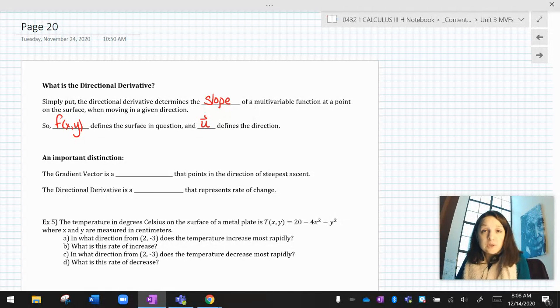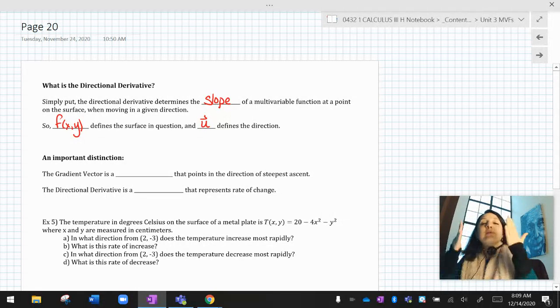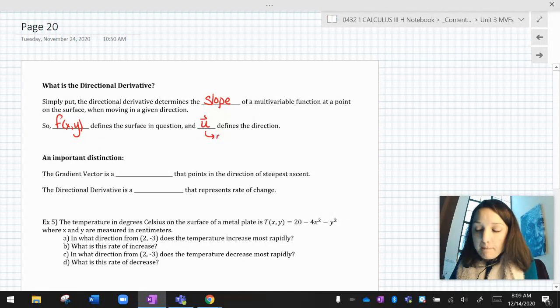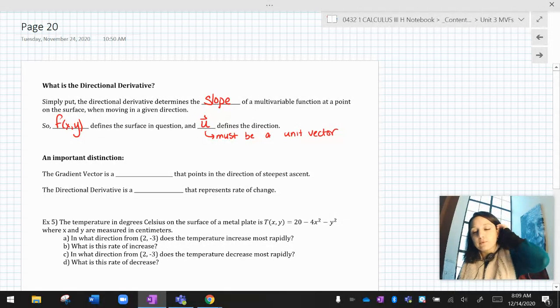That gives me the rate of change of z. But we're not always just moving in an x direction or y direction. We're not just going horizontally or vertically. We're often going diagonally. And what if I wanted the slope in terms of that diagonal movement? That's what the directional derivative gives you. The directional derivative gives you the slope of something in a diagonal direction. Okay, technically in any direction. The key, though, is when you are doing the directional derivative, you must use a unit vector. Okay, has to be a unit vector.